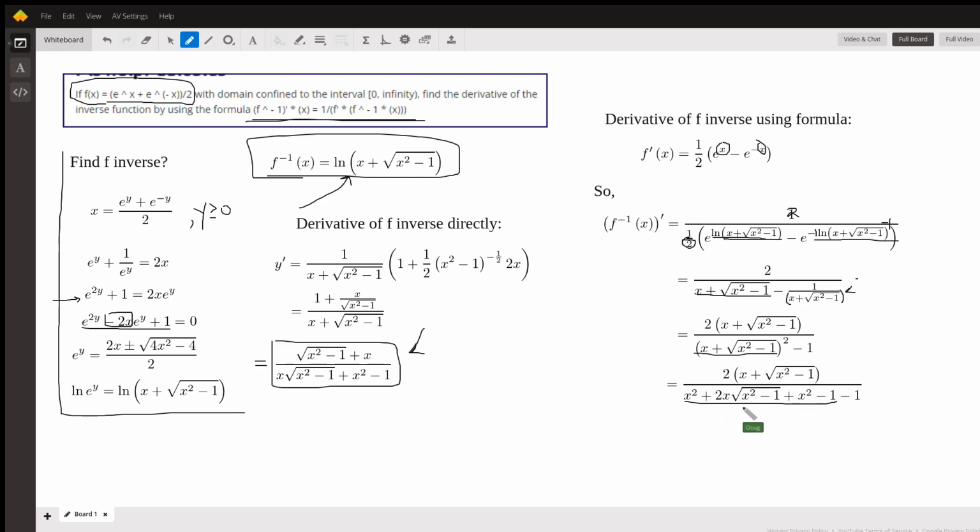You can factor out the 2, cancel the 2 in the numerator, and guess what? You get the same thing you get here when you find the derivative of the inverse function directly.